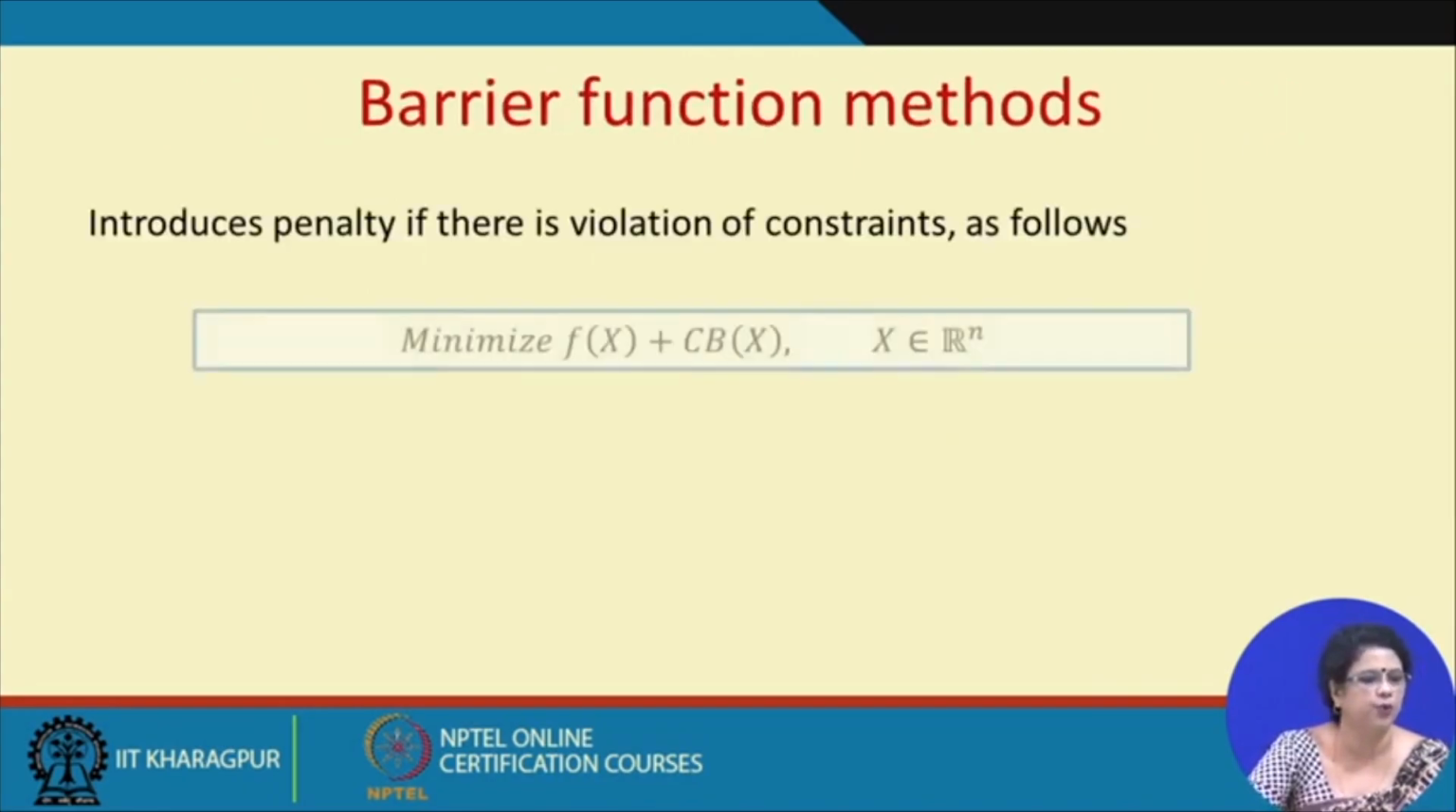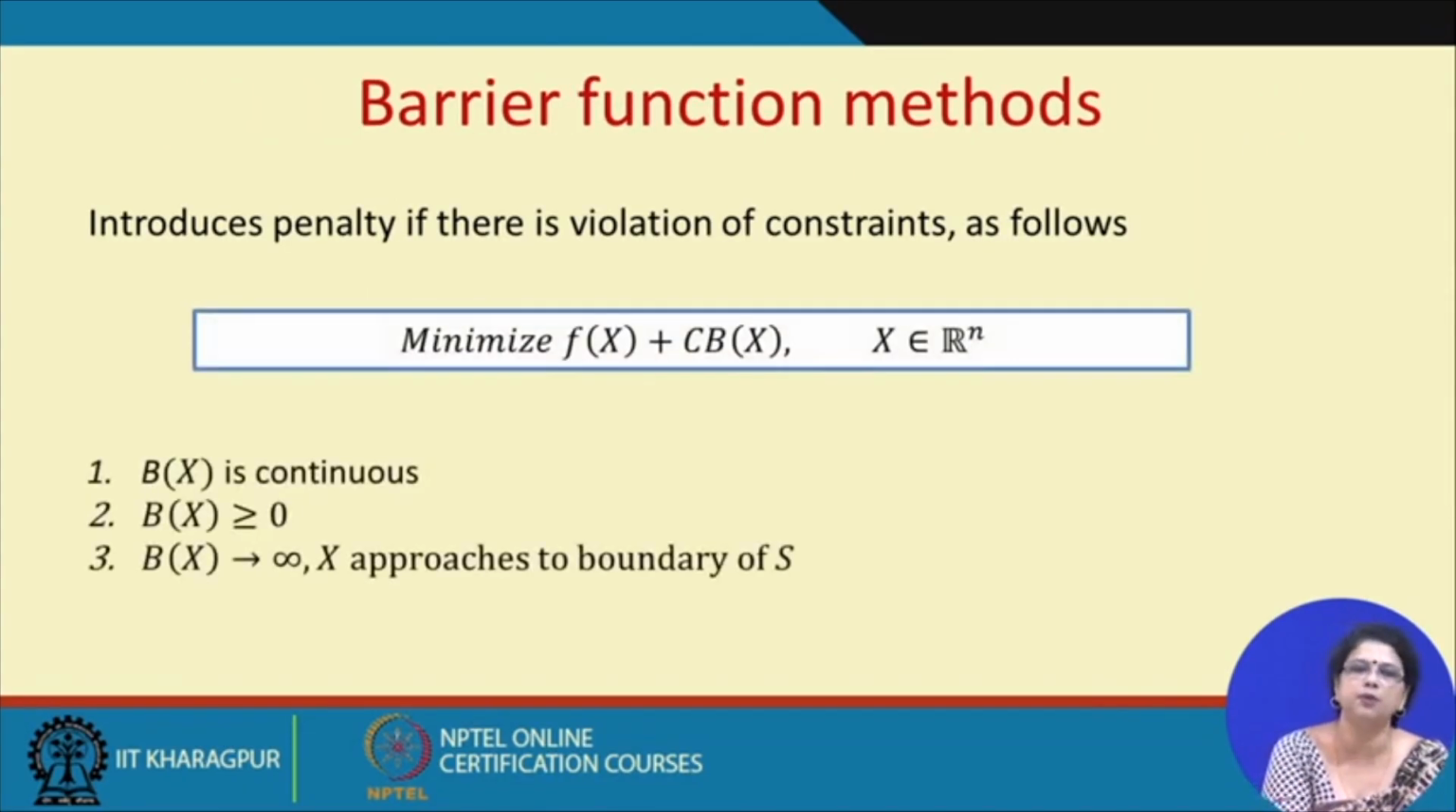Now, if you ask me the property of B(x), I should mention the same as in the exterior penalty function method: the barrier function must be positive throughout, and the barrier function is continuous, since g(x) is continuous. B(x) is a function of g(x). That is why B(x) is continuous, B(x) is positive, and B(x) tends to infinity as x approaches the boundary of S. S is the feasible region.